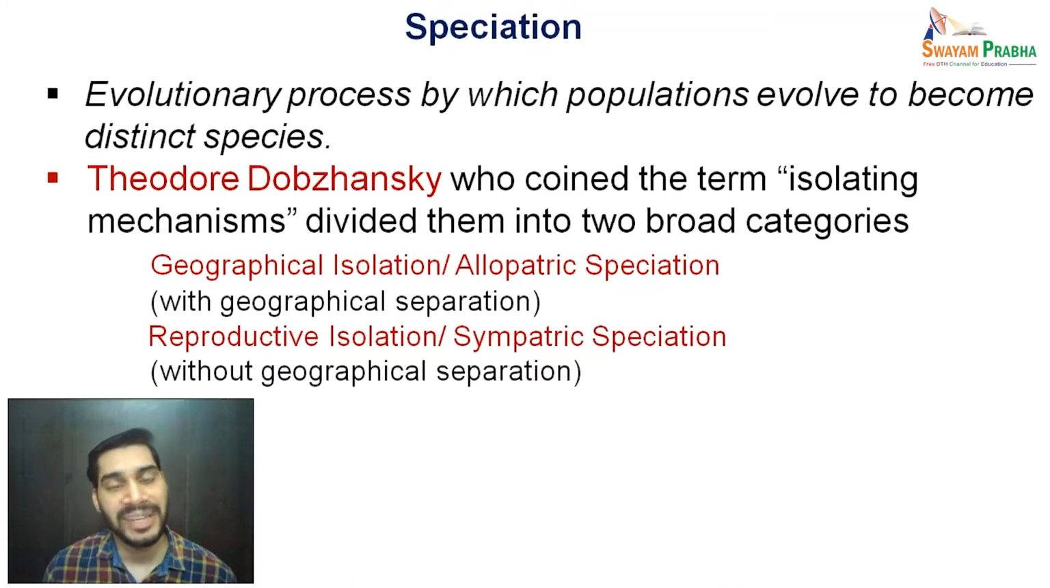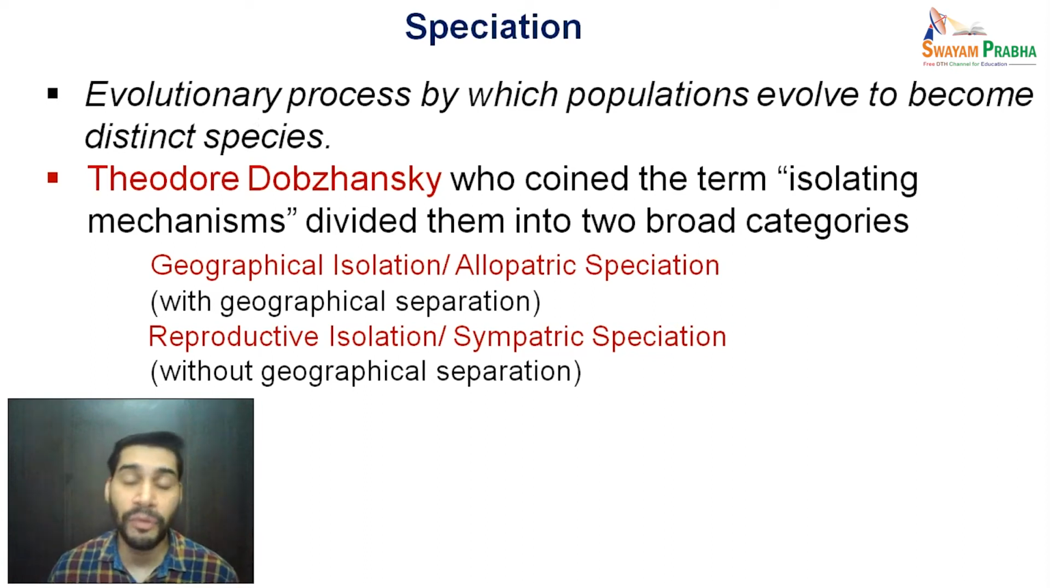Now, having this much understanding about the patterns of evolution, and we know that cladogenesis is the one which increases the species, let us move ahead to what we mean by speciation. Speciation is an evolutionary process by which populations evolve to become distinct species. In the words of Theodosius Dobzhansky, who coined the term isolating mechanisms, there are two broad categories of speciation. These are called allopatric speciation and sympatric speciation.